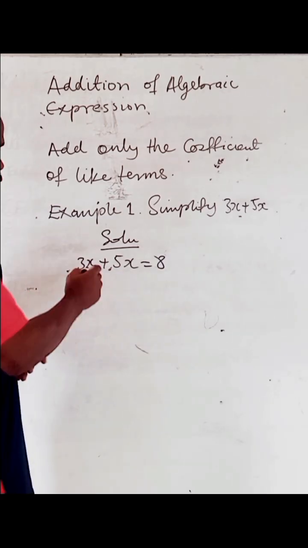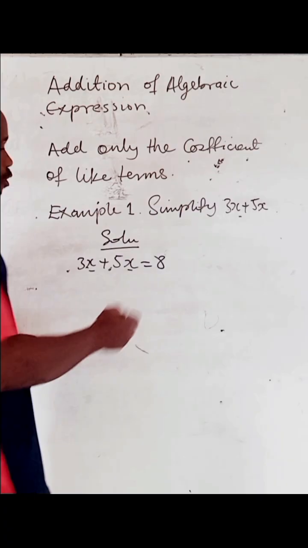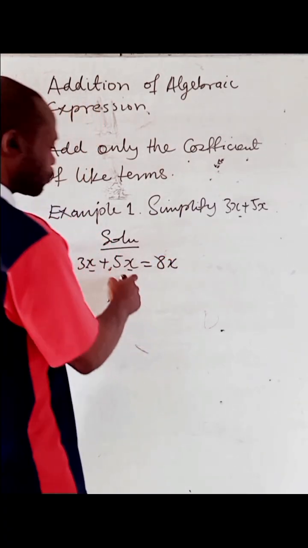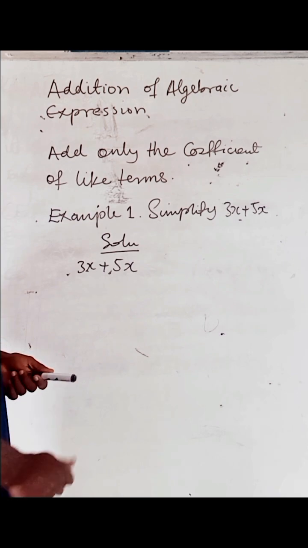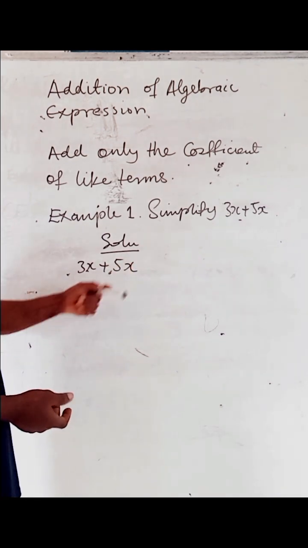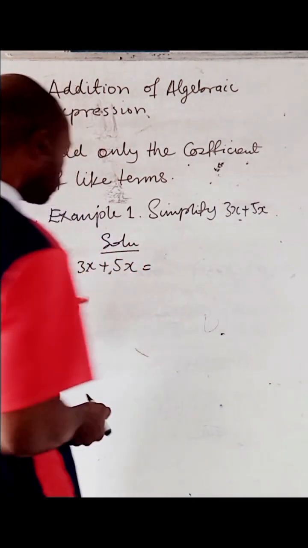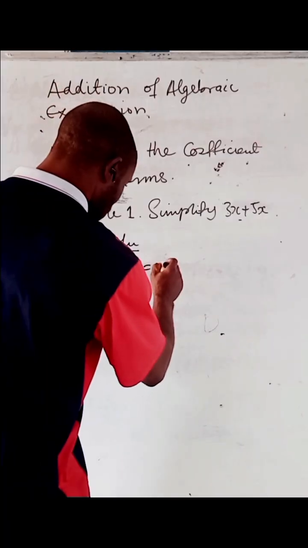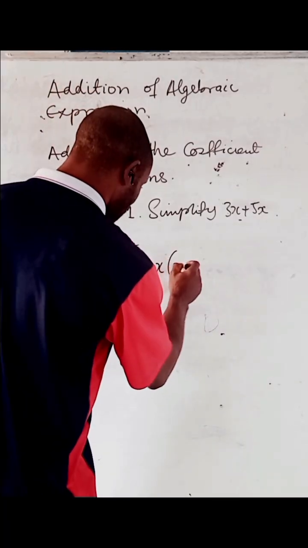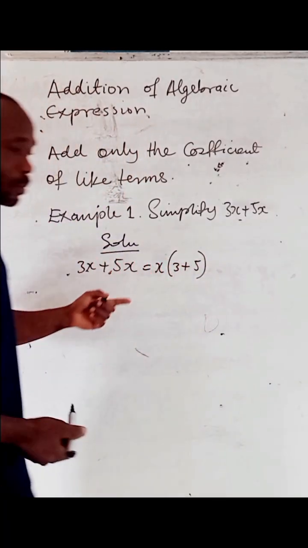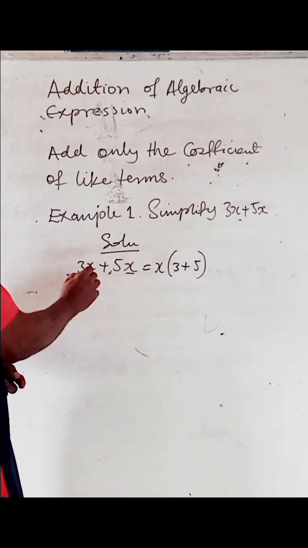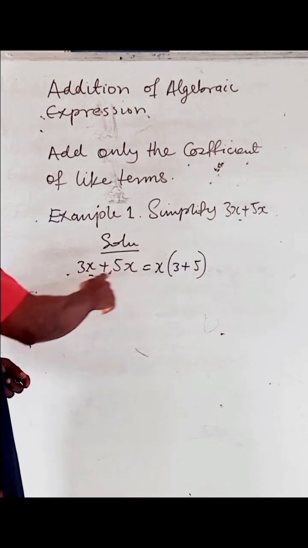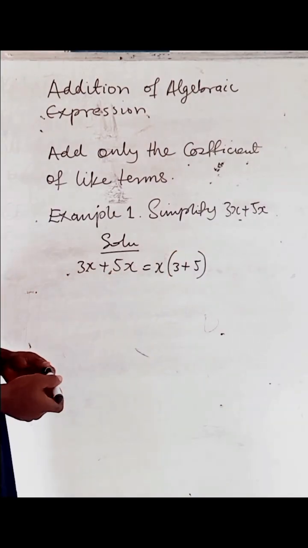Because the variables are similar, we just write x here. We take one of the x. This expression can also be expressed as x multiplied by 3 plus 5. Now, because x is common, we have x here and we have x here. We pick one x and put it outside the bracket.